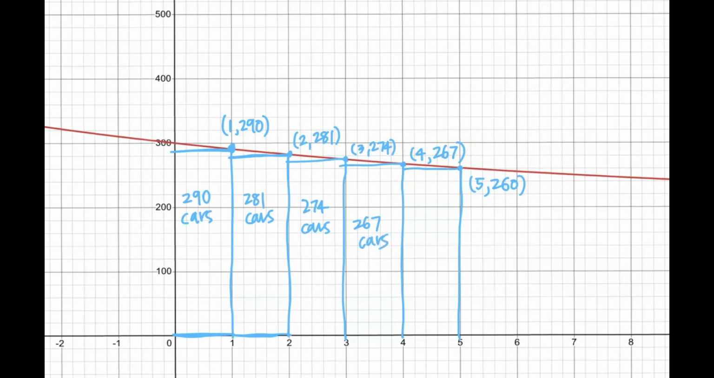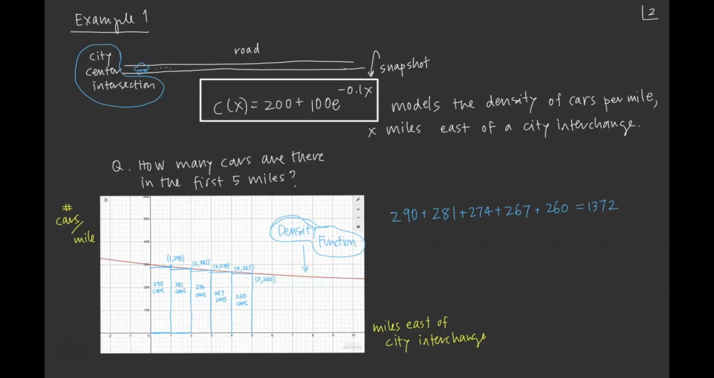We're missing a little bit of counting the number of cars because we're missing these areas here. But this is a fairly good approximation. And then the last mile, between miles 4 and 5, we have about 260 cars. Okay, so I add up each of these figures. This was counting the number of cars in each of the 1 mile blocks, getting further and further away from the city center. This makes sense, the density of cars is going to go down slightly as you get further away from that city center. And adding up all those cars per mile at each mile, we get approximately 1,372 cars on this road for the first 5 miles.